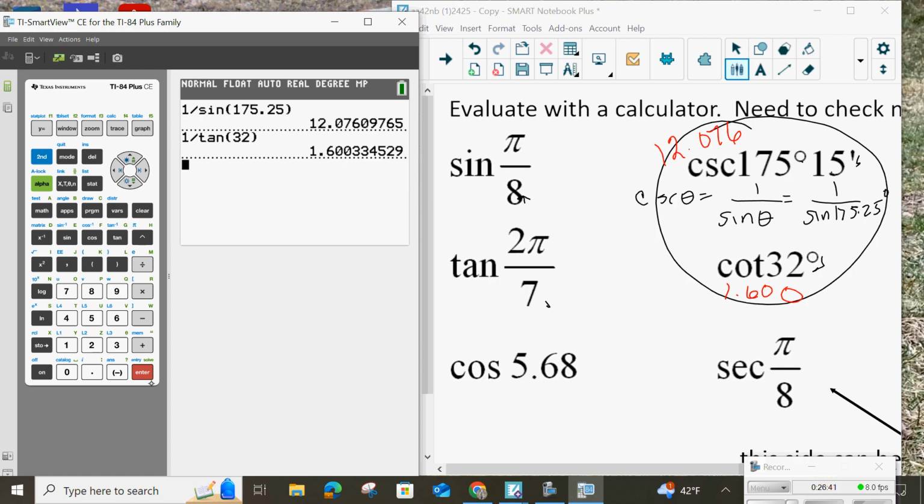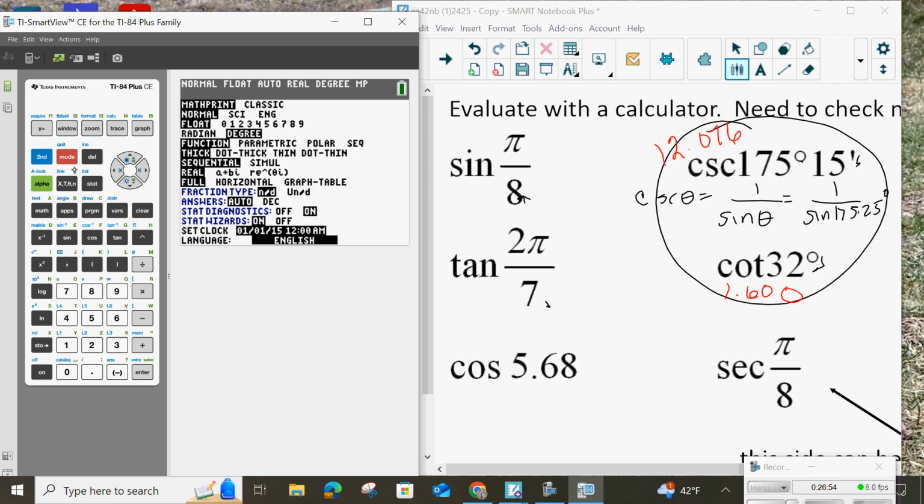All right, Mia, which one should we do next? Sine, we can do sine. What do we have to do in our calculator? Change the mode. The other 4 are all radians, so I gotta change my mode to radians. Go do those 3. I don't think I gotta tell you, hit the button, hit the angle. Make sure your answer makes sense.